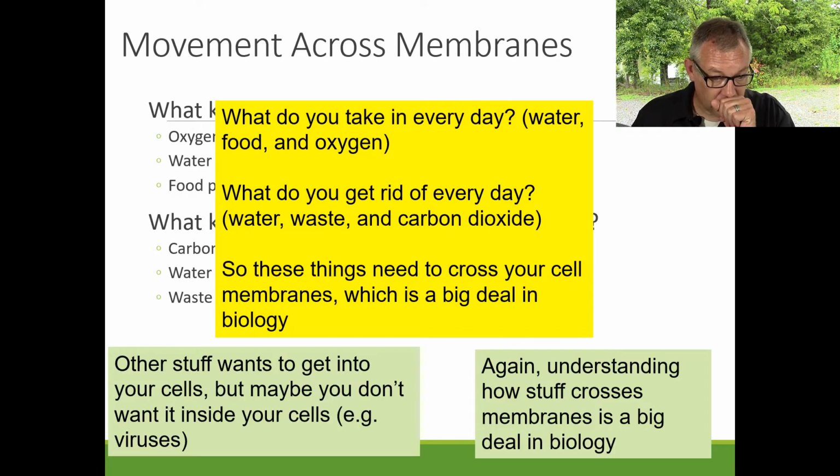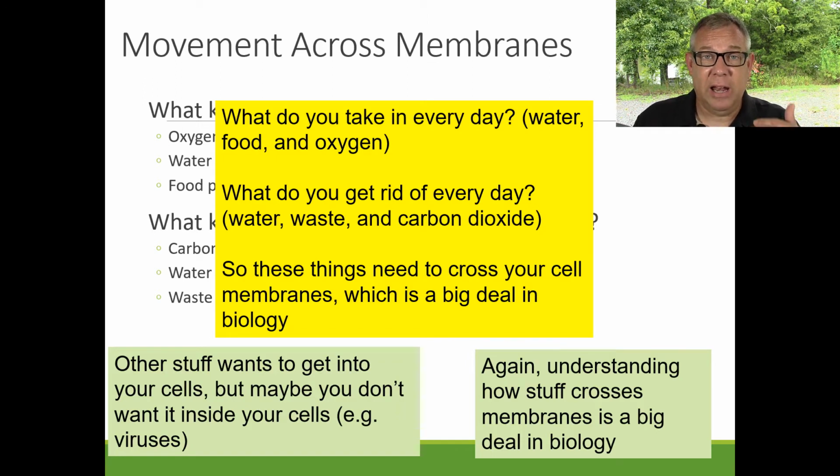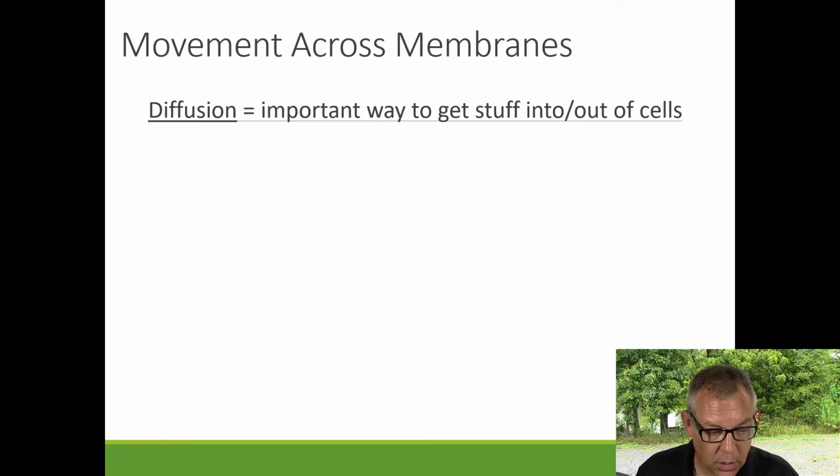And of course, there's other things that want to get into your cells, like viruses, but maybe you don't want them in your cells. So again, keeping bad stuff out is something that living things do. But as we see with viruses, they're not always successful. Understanding how things cross a membrane is a big deal in biology, and it helps to explain all kinds of stuff. And so that's why we're talking about that idea right now.